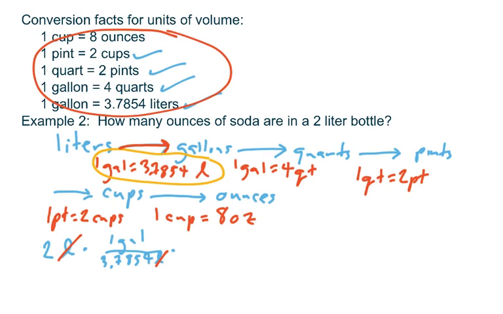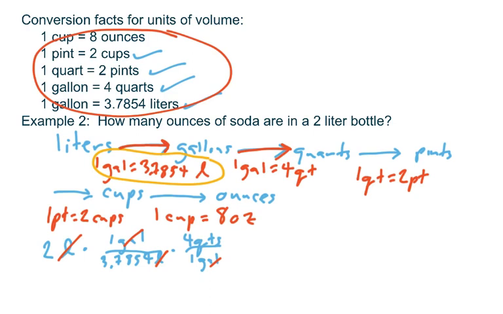From gallons to quarts, I would like the gallons to divide out. That's the old unit you're trying to get rid of, and the quarts to come in. So that would make sense to put the 4 quarts in the numerator, the 1 gallon in the denominator, see how the gallons would divide out, and that would get me one more step down the chain.